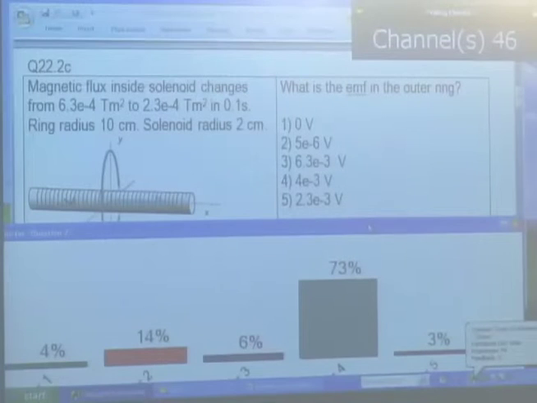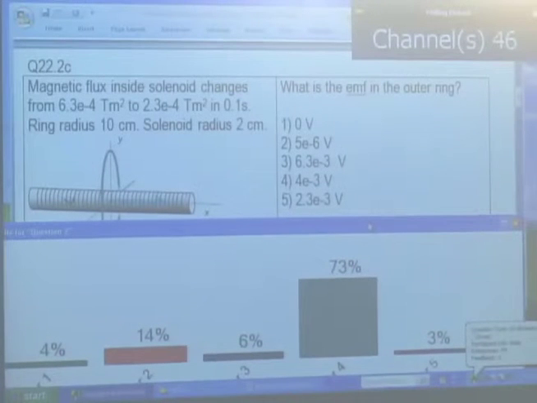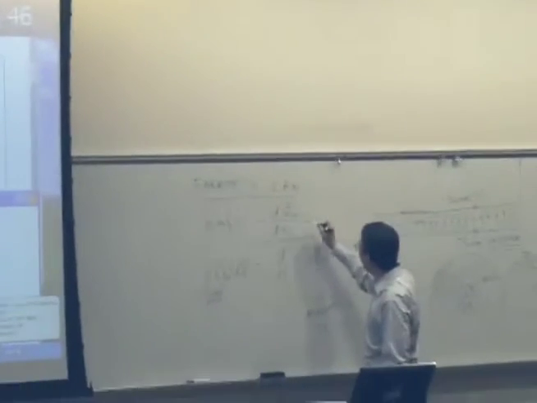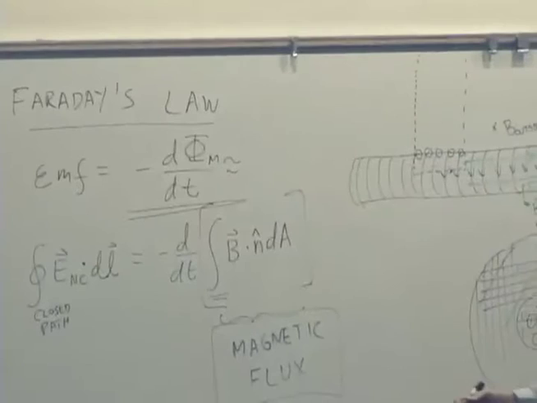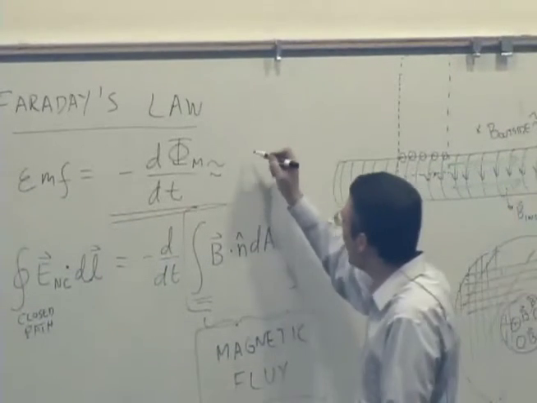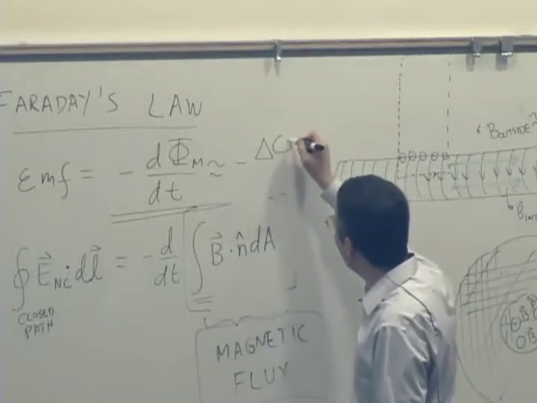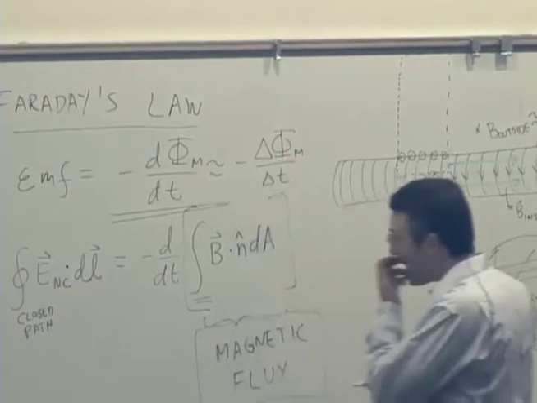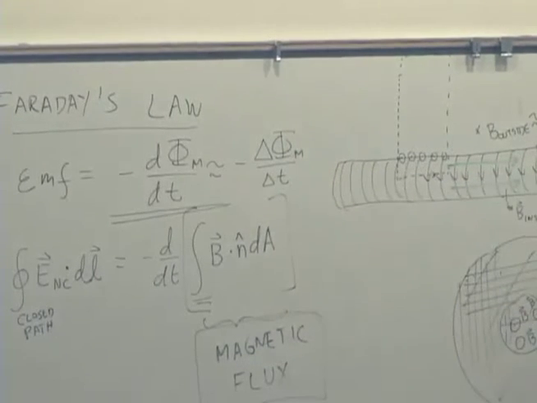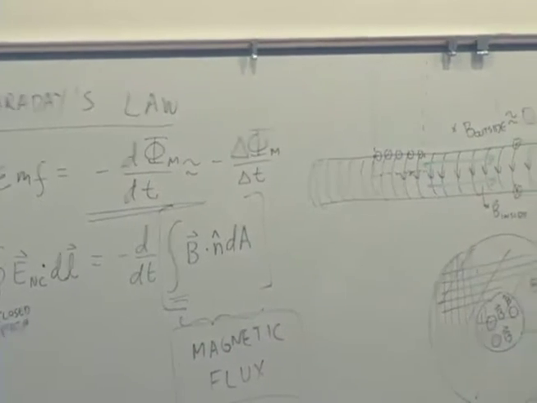So, okay, answer number 4, 4 times 10 to the minus 3 volts. We're just doing exactly what we did last time. We're making an approximation that because the time is relatively short, we can approximate this derivative as a discrete difference in flux over a discrete difference in time. So it's like finding the average EMF over this short time period.